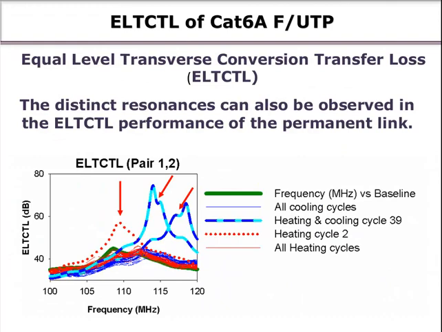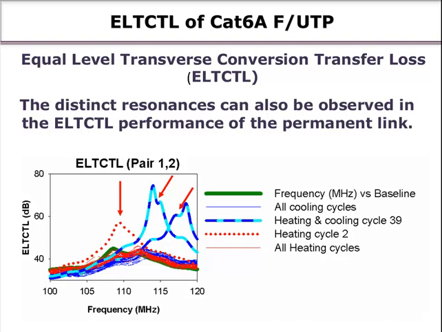The distinct resonance that was measured during the second heating of the cable can also be observed in the equal level transverse conversion transverse loss plots shown on this slide. I'm referring to the red protruding trace in the figure. The ELTCTL is one of the parameters used for testing the balance of the cable link.